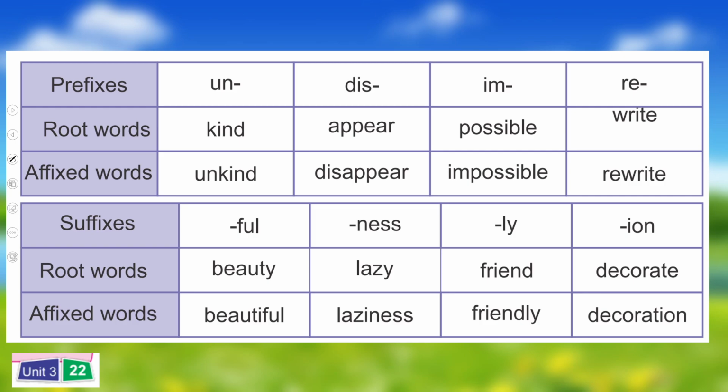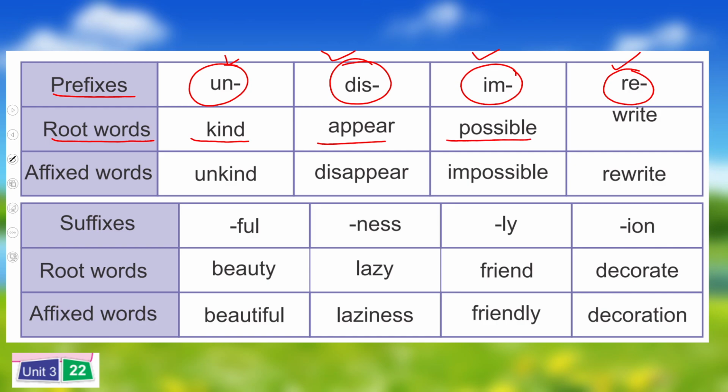Here is a table that you can see. Prefixes. We have prefixes like un, dis, im, and re. These are our prefixes. What are our root words? We have so many different root words like kind, appear, possible, right. So how do we combine them together? Un plus kind becomes unkind. Someone that is not kind is called unkind.